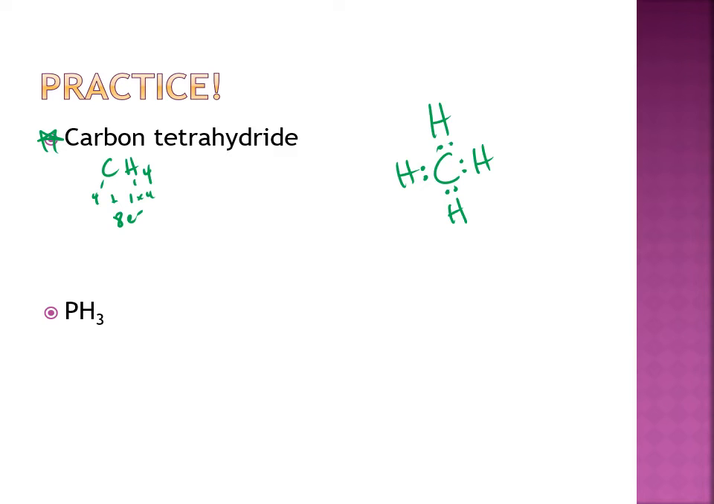Now I can use VSEPR theory to figure out the shape of this molecule. My central atom is carbon. There's 1, 2, 3, 4 bonding groups around it. Our prefix for 4 is tetra. The shape of this molecule is tetrahedral.